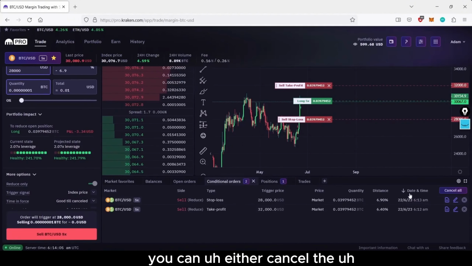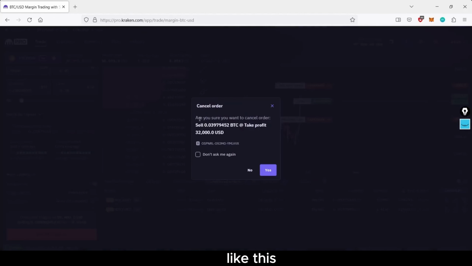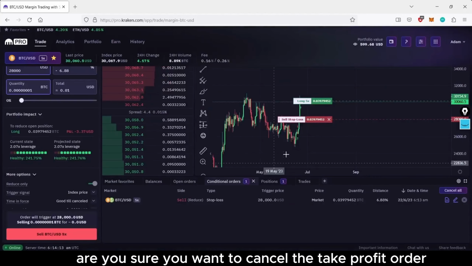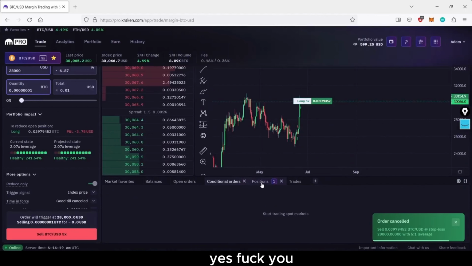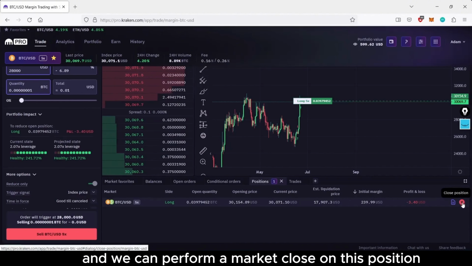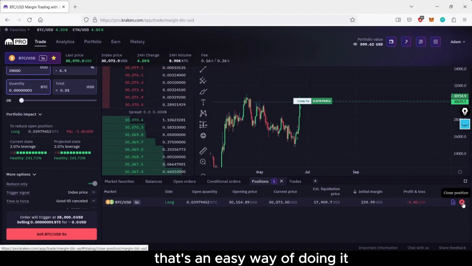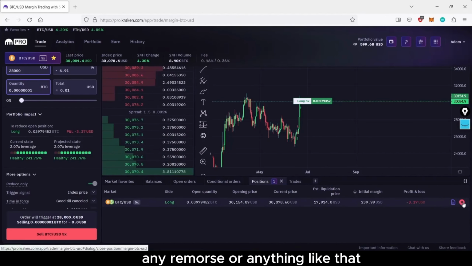We can either cancel the orders from the book down here, or we can just click them straight on the chart like this. Are you sure you want to cancel the take profit order? Yes. Boom. Are you sure you want to cancel the stop loss order? Yes. Now, with positions, we have the option of simply pressing this close button here, and we can perform a market close on this position.